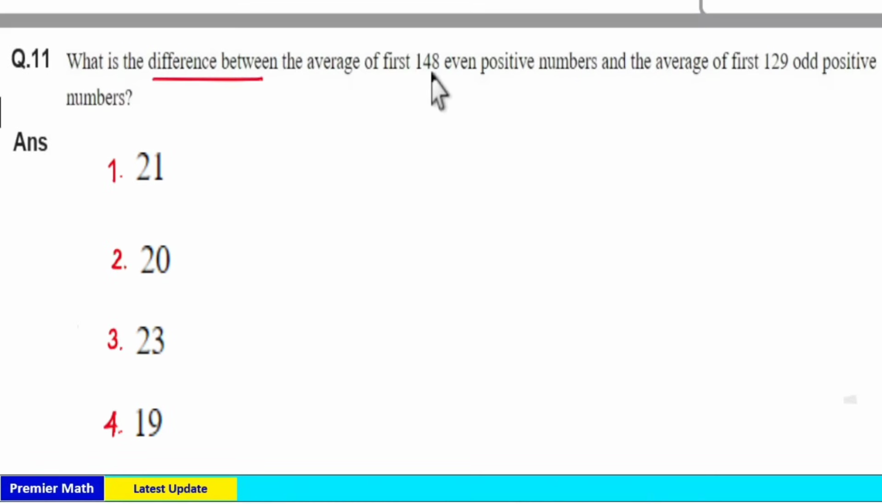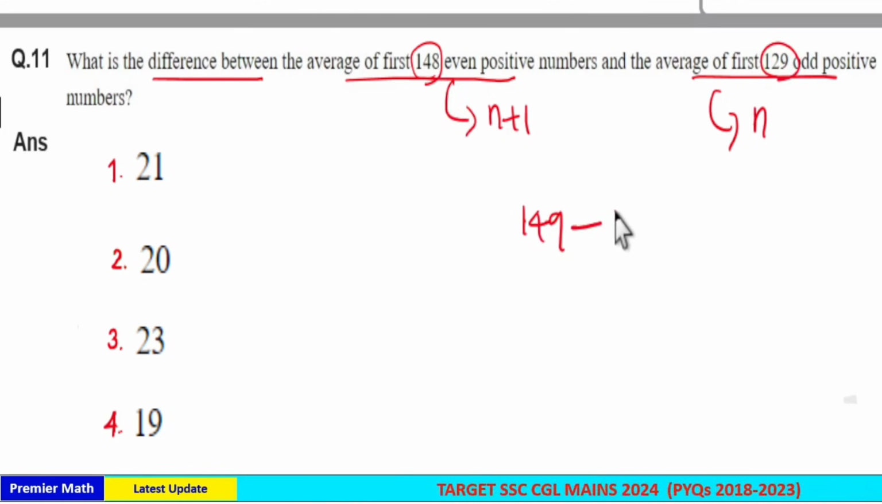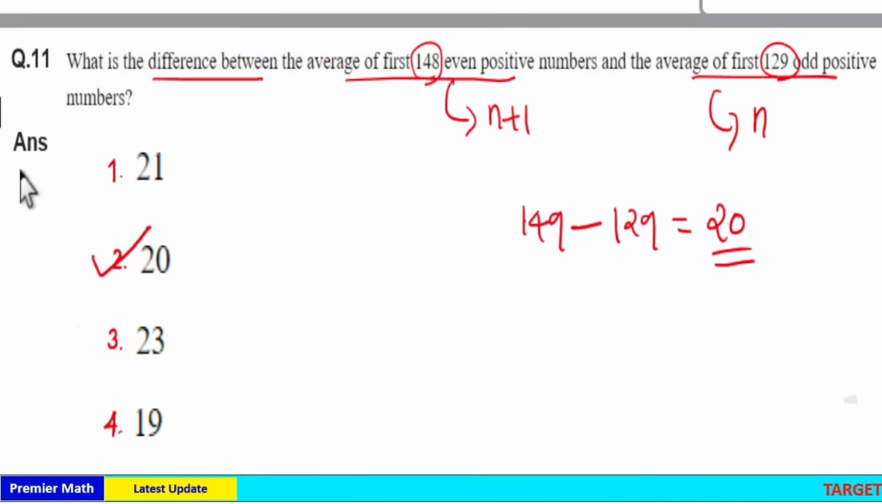What is the difference between average of first 148 even positive numbers and the average of first 129 odd positive numbers? Here formula for average of first n even positive numbers is equal to n plus 1 and average of first n odd positive numbers is equal to n. That is, here average of first 148 even positive numbers is equal to 148 plus 1, 149 and average of first 129 odd positive numbers is equal to 129 itself. So difference is 20 here. Option 2 is your answer.